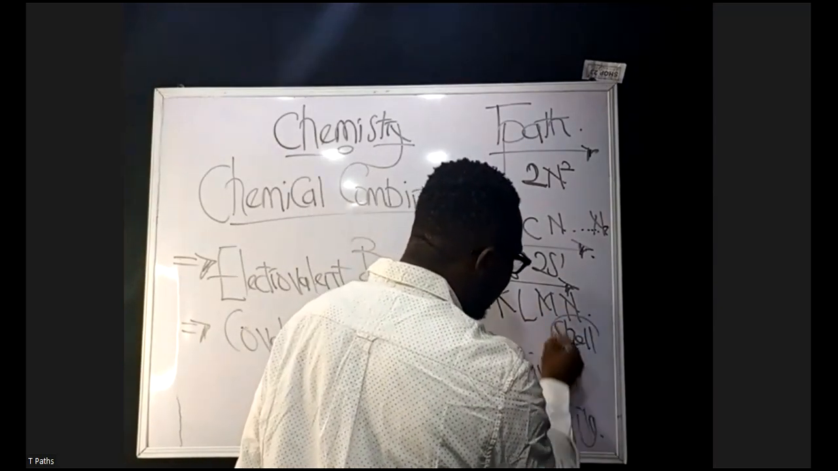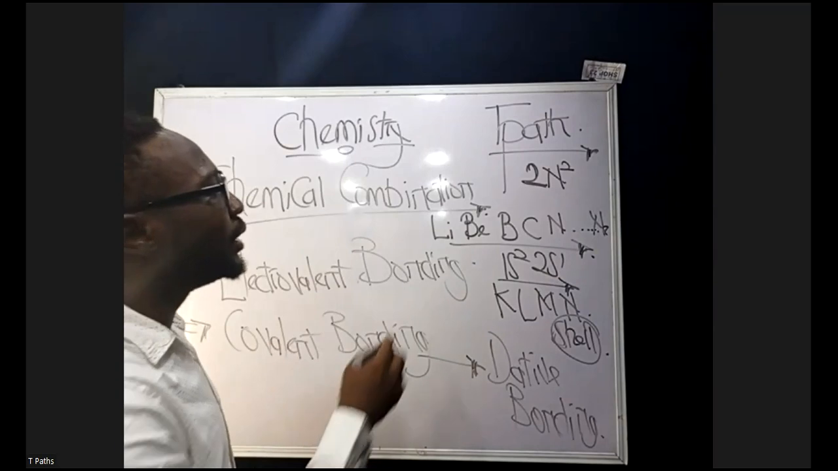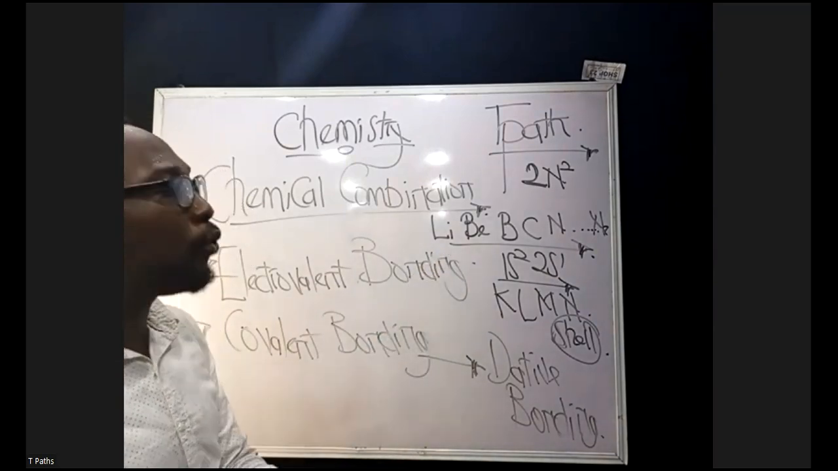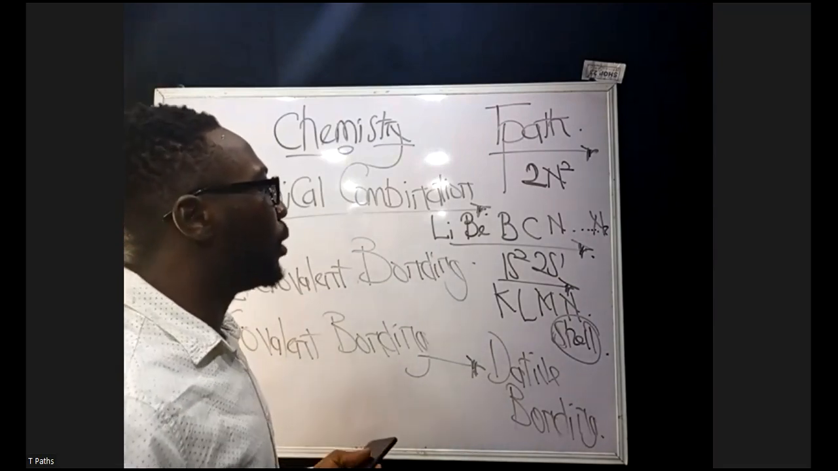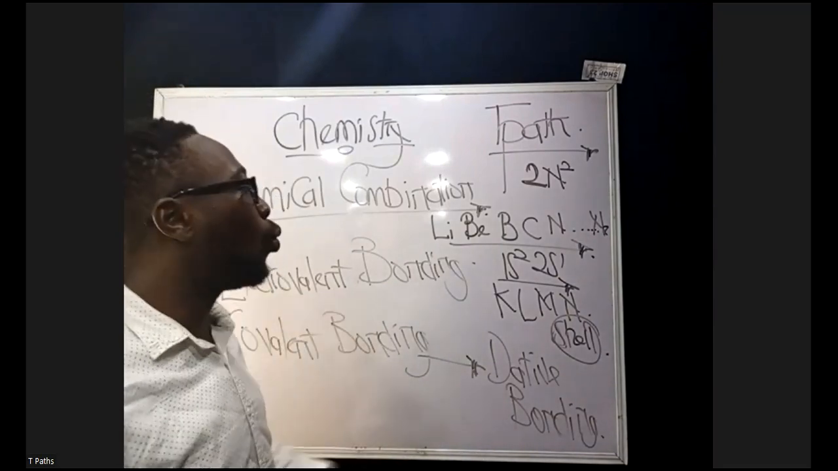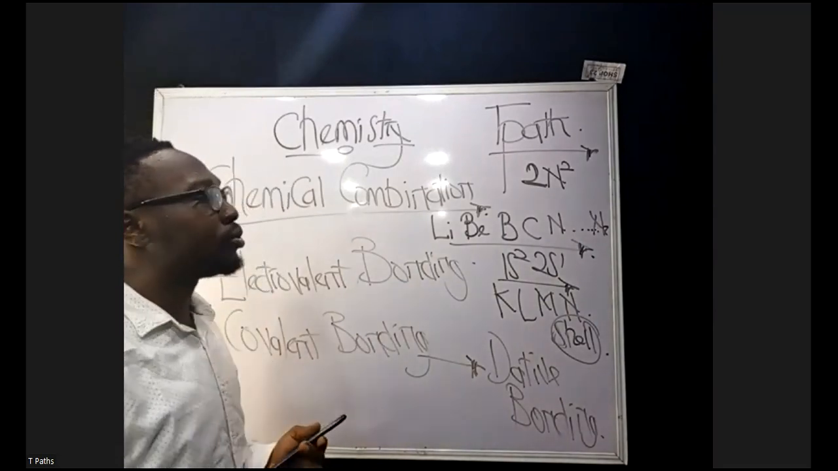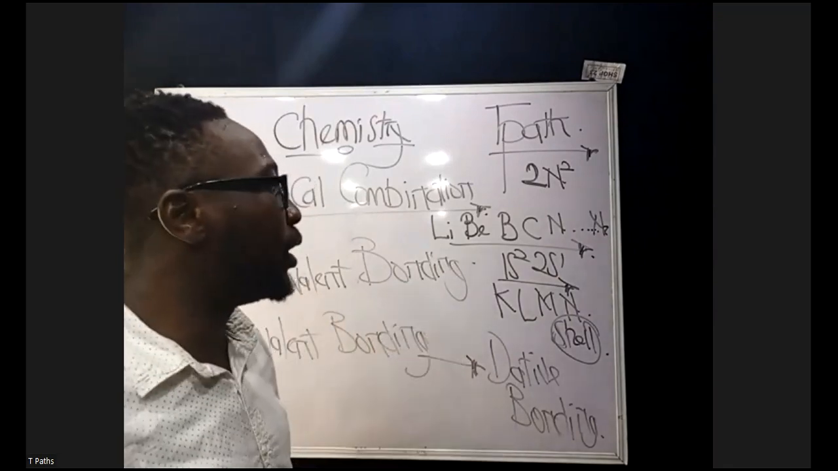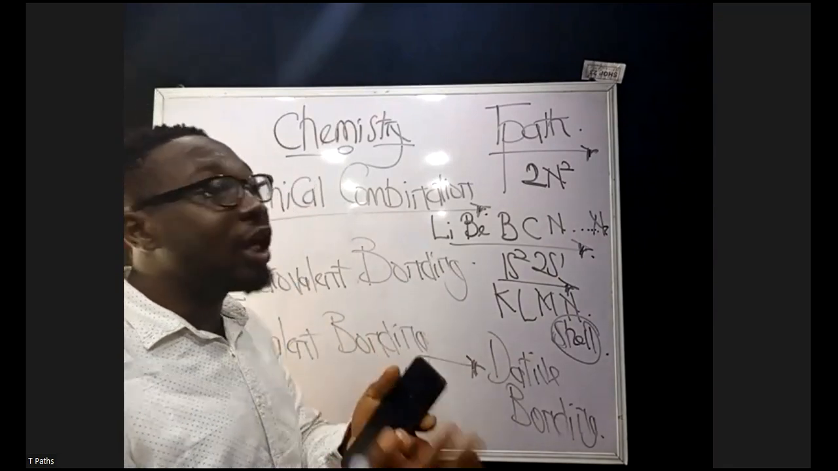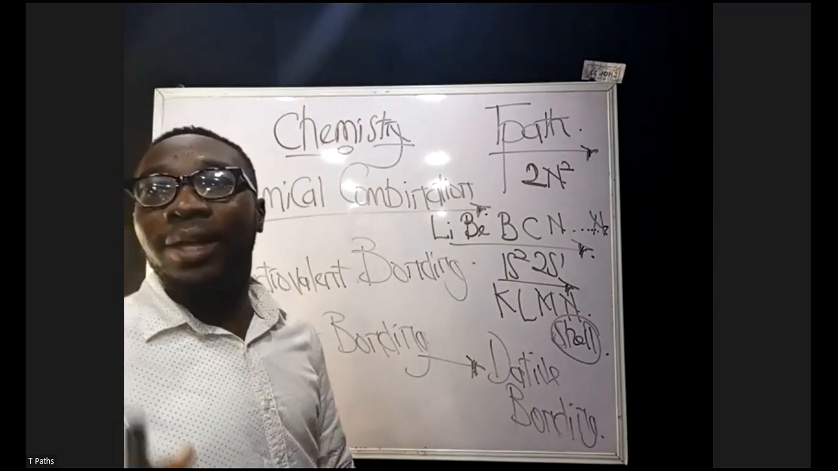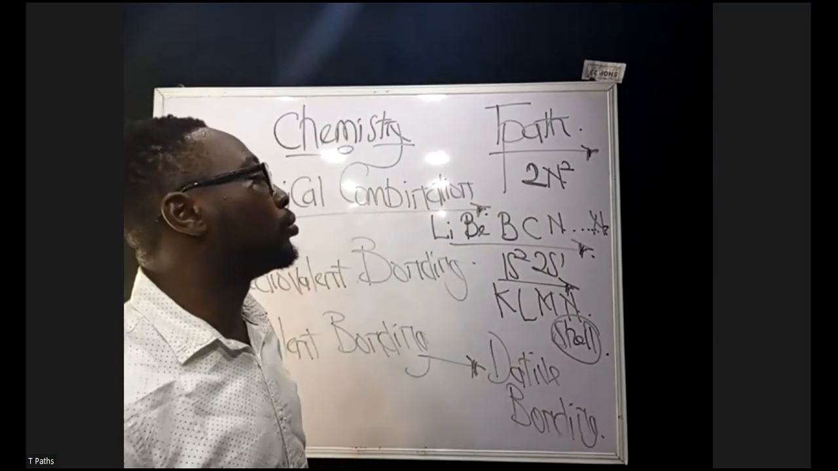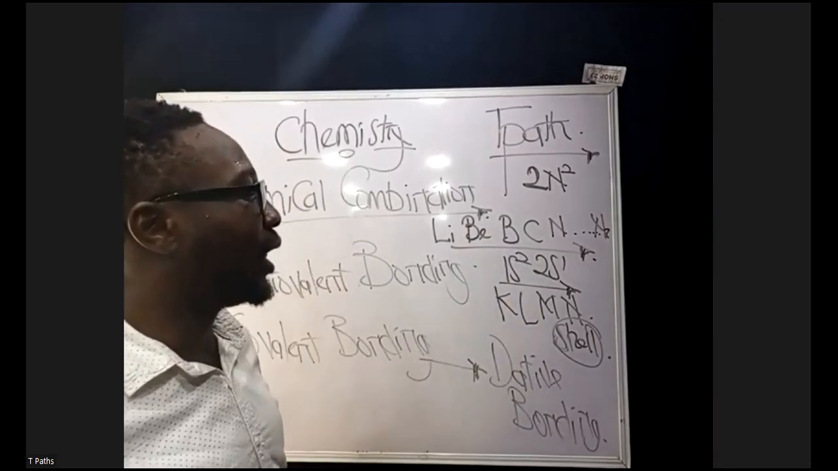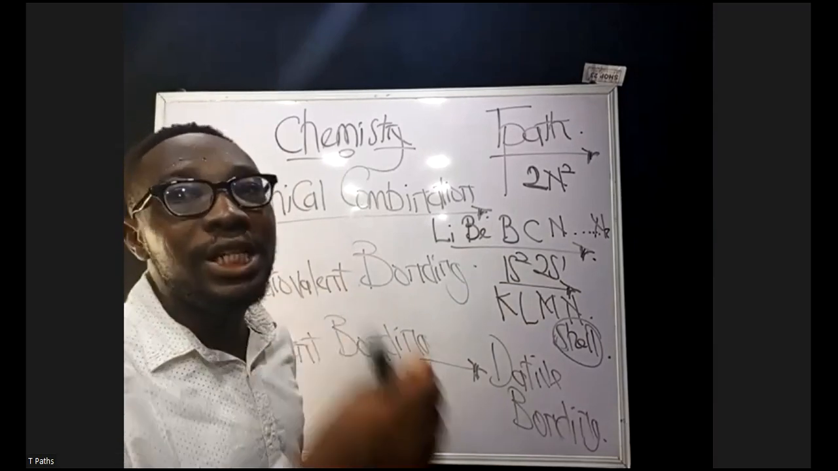Now, back to these elements. They are in the periodic table. But we observe that these elements combine together to form compounds. And the big question is, how do they do that? Why do they do that? They do that because they have to attain what they call a stable octet or a stable duplet. The octet structure is when we have 8 electrons in the outermost shell, while duplet is when we have 2 electrons in the outermost shell. When we have that, we can easily say that such an element is stable.